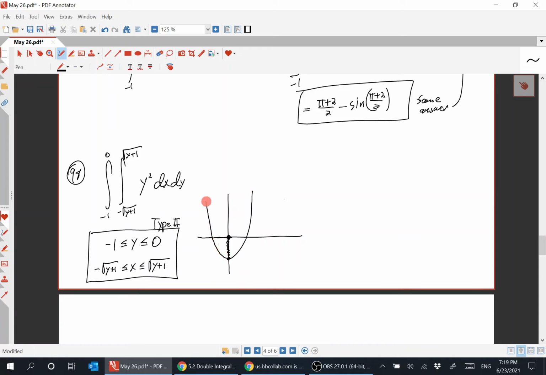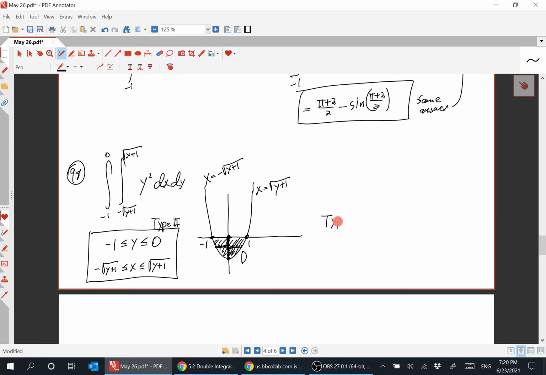So this is x equals square root y plus 1. This is x equal negative the square root y plus 1. Right, square root y is right here, and we're shifting it down. So this is 1 and negative 1, and y goes from 0 to negative 1, and then x goes from here to here. So we're talking about this region. Right, so this is the region or domain that we're talking about.